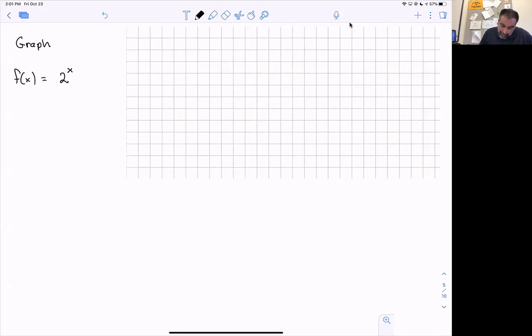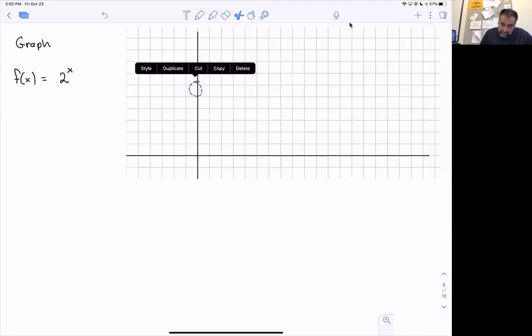What is this graph going to look like? So we're going to take a look at this particular expression. We've got f of x equals 2 to the x. We're going to plot this on the Cartesian coordinate system. And the idea is to get a good understanding of what this graph looks like. And we're really just going to do it by plotting points to start with. So let's take a look.